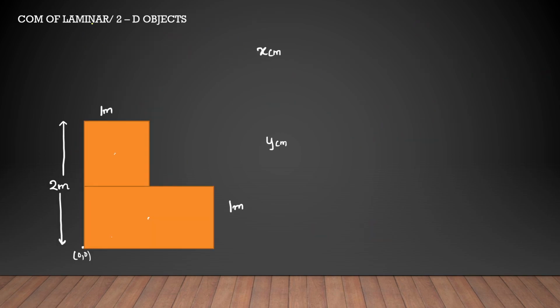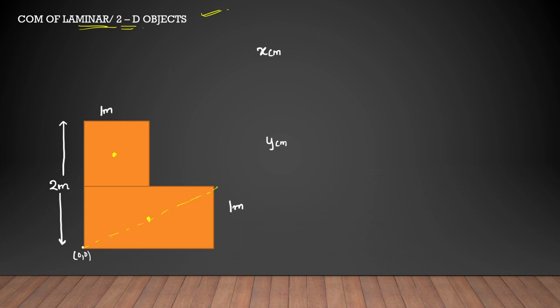After that, center of mass for laminar or 2D objects. The center of mass of a two-dimensional object we can find out in a similar manner to the extended rod case. First, for each individual object we see where its center of mass lies. So for this square part, the center of mass lies over here, and for this rectangular part, it lies over here.